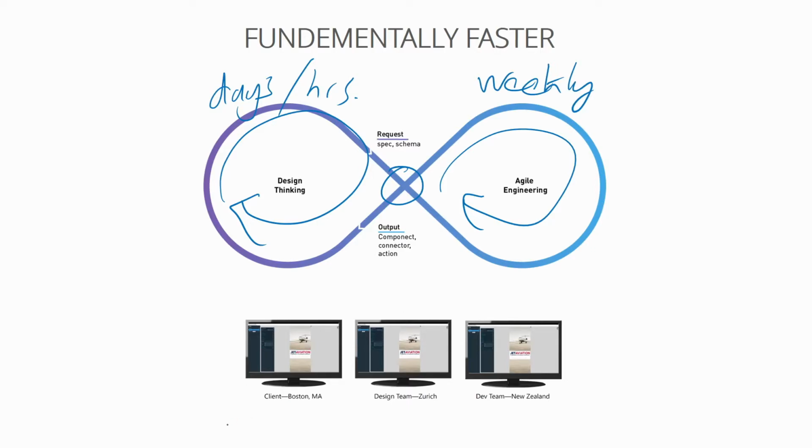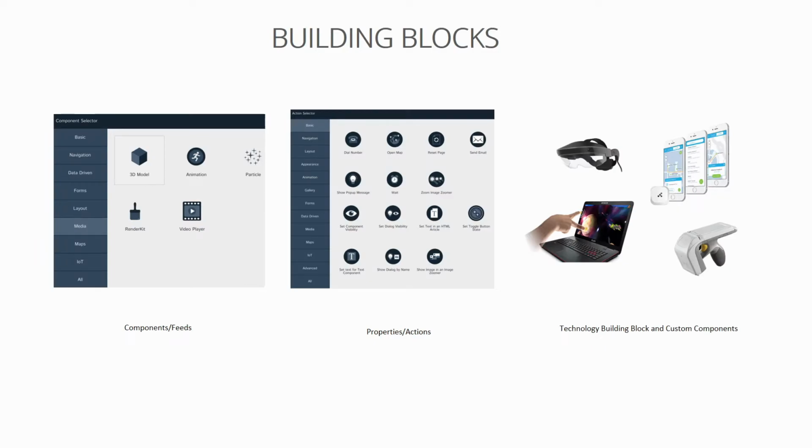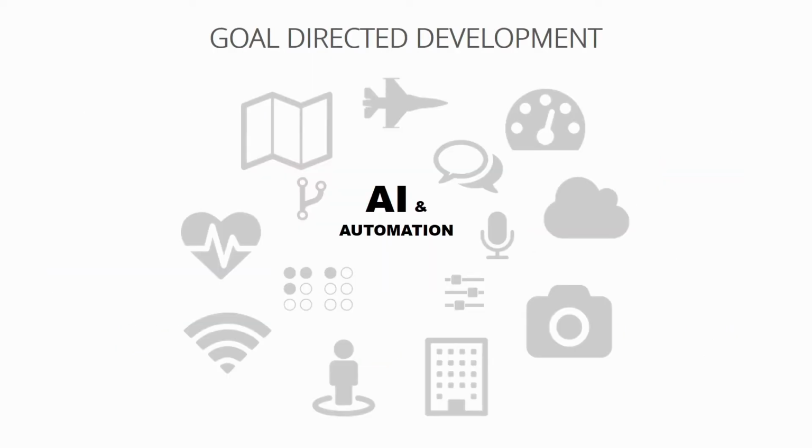And then the great thing is this whole thing is multi-user, so you can be in multiple locations all working together on the same project in real time. This is based on the concept of building blocks. So you get a whole bunch of components and feeds, actions, and then all the components have their own properties. And then there's a whole series of technology building blocks we provide. The great thing is you can build your own components. Your developers can build your own components. So everybody's working on the same platform.